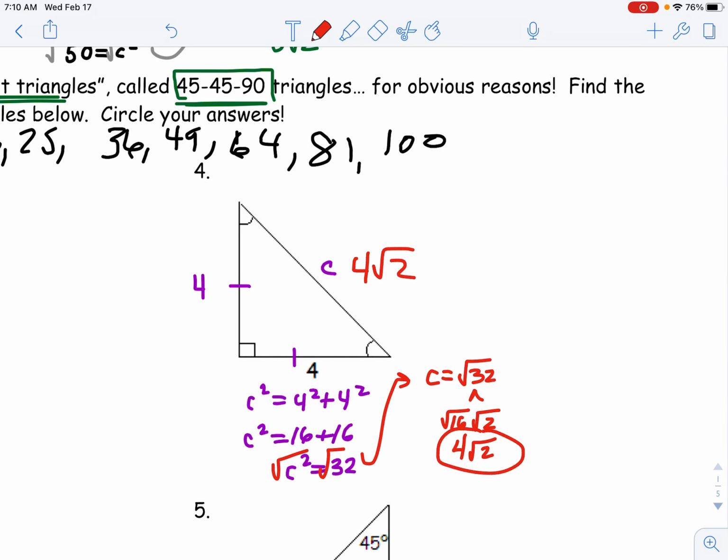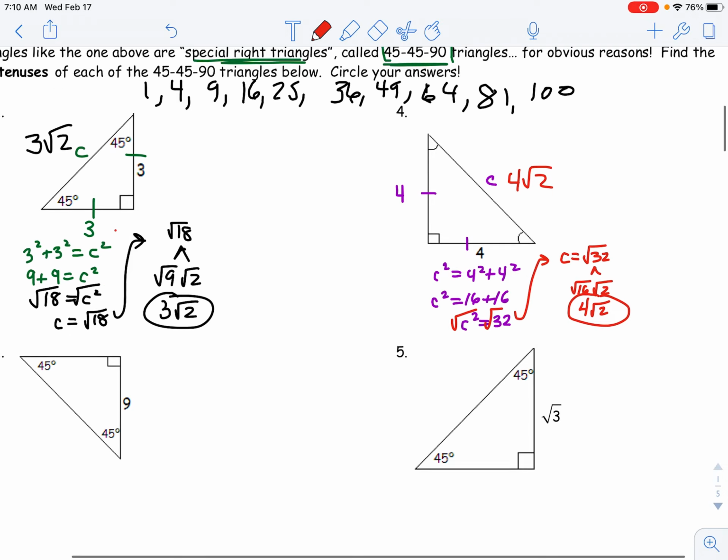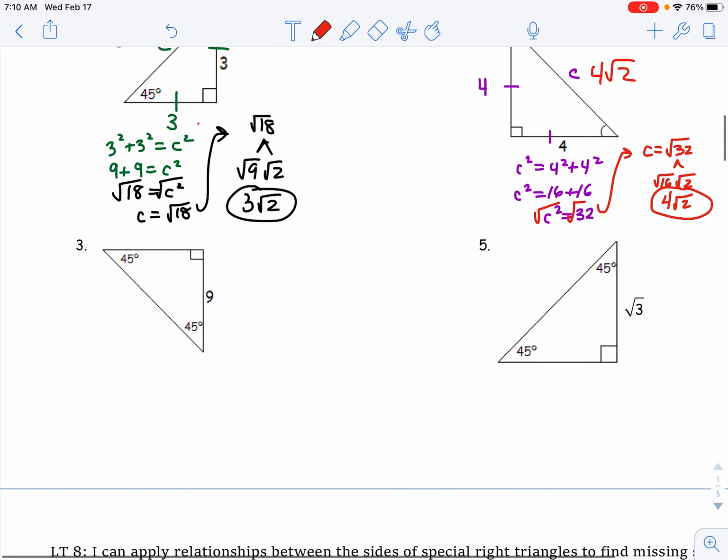All right, there's a definite pattern going on. Hopefully you can figure out this pattern. It's going to make these problems become really quick. And that's why we're learning it. It's like a cheat code that we're learning.